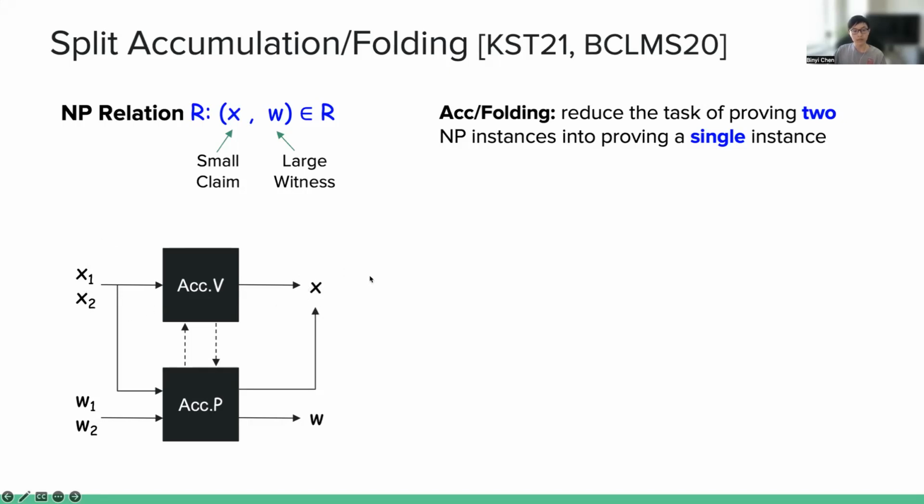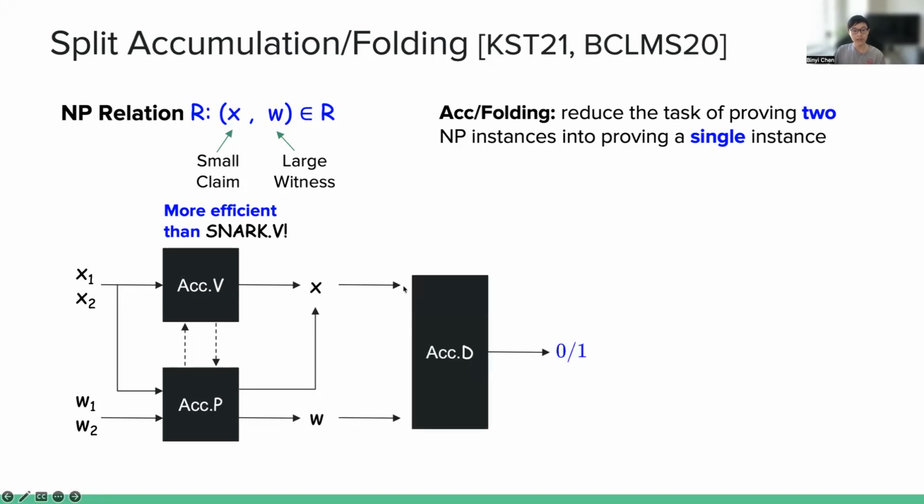And we note the highlight here is that usually the accumulation verifier can be much more efficient than the SNARK verifier. And this is the key reason why the IVC from this can be really efficient. And finally, after folding these two instance-witness pairs, we get a final folded instance-witness pair, and the decider will just finally check that this X, W is inside the relation.